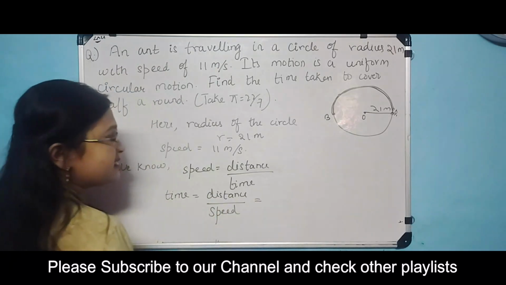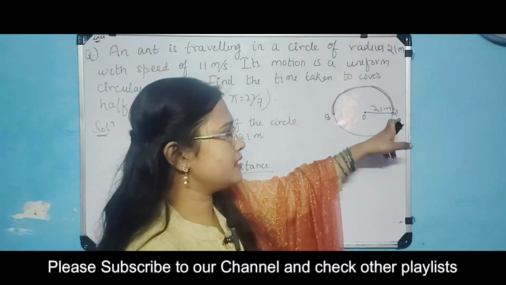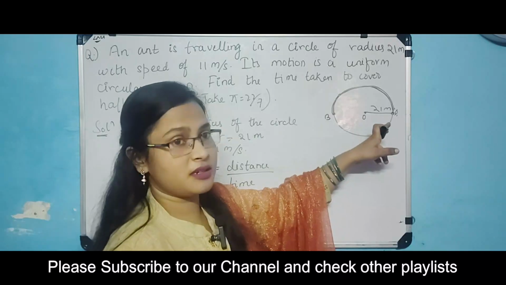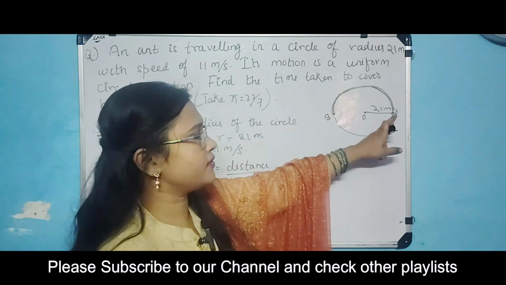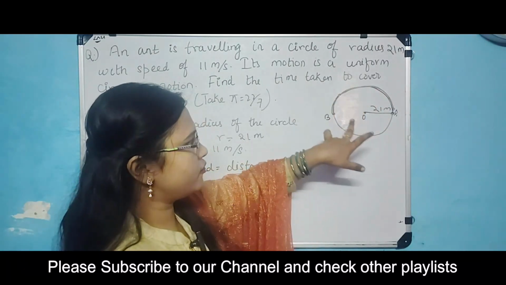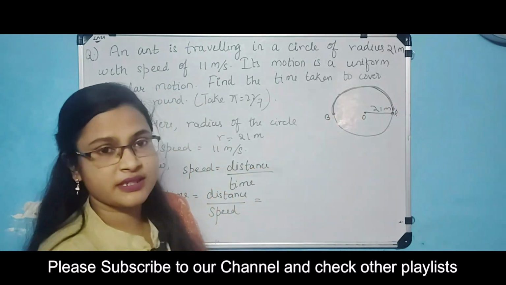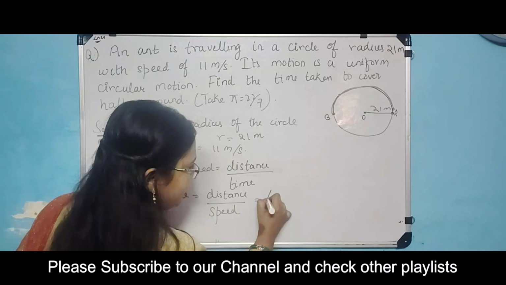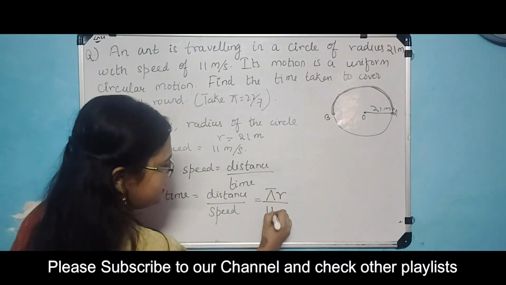Here distance is pi r, because if the ant has covered the full circular path, the circumference, then the distance will be 2 pi r, but it has covered only half the distance, so the distance will be pi r, and the speed is given as 11 meter per second.